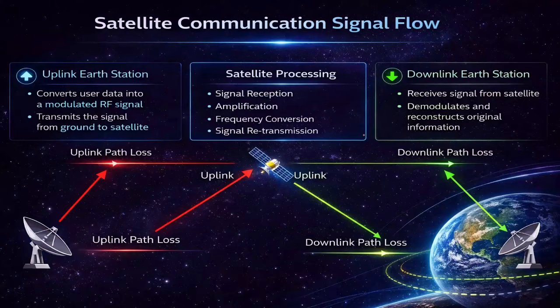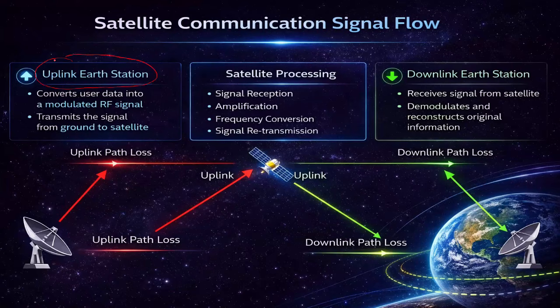Then we have satellite communication signal flow. Now let's understand how communication happens between the Earth station and the satellites. As we have seen earlier, the basic function of an Earth station is to transmit and receive signals. The first thing you have to discuss here is the uplink Earth station. You know very well what is uplink and what is downlink. When an Earth station sends a signal to the satellite, it is called uplink.